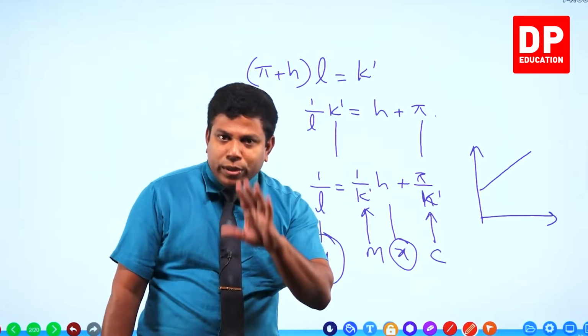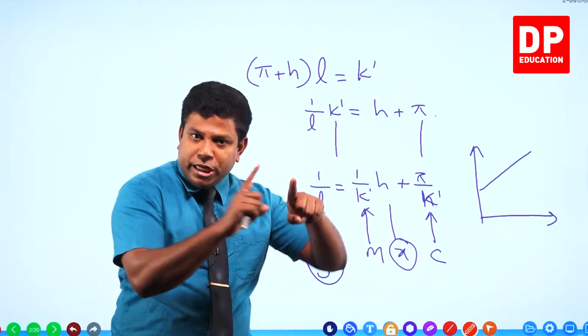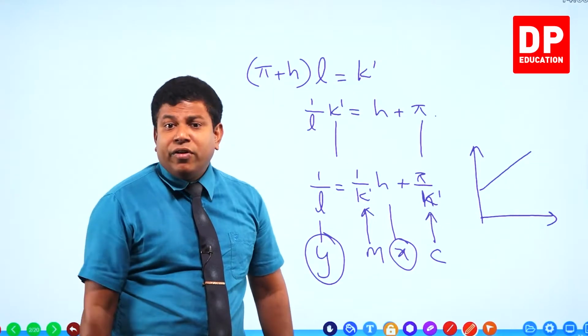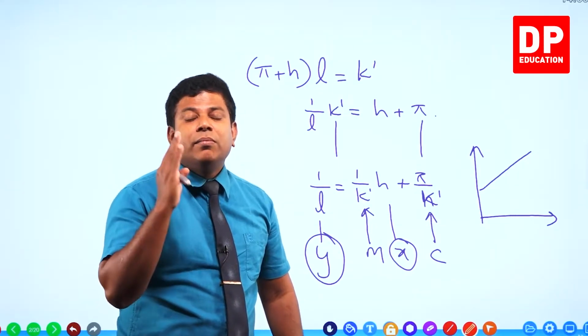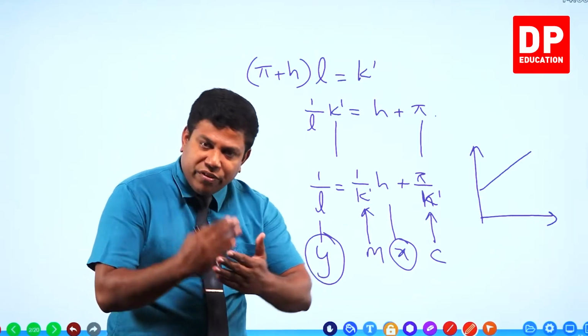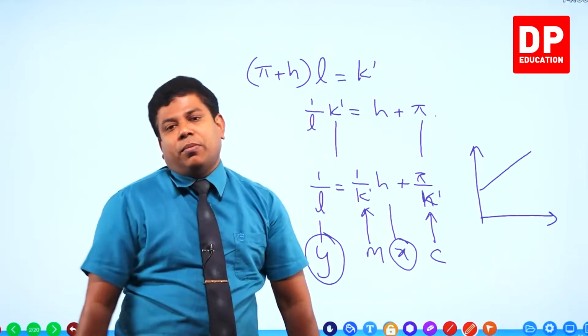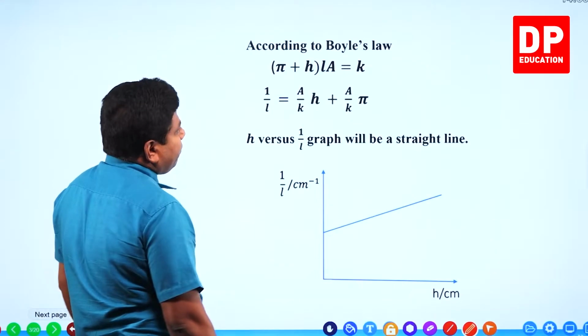That is what we are going to do in this experiment. Change the H. Each time measure L, find 1 over L and H, draw a graph. As long as you get a straight line graph, that verifies Boyle's law. That confirms volume and pressure are inversely proportionate. Understood?